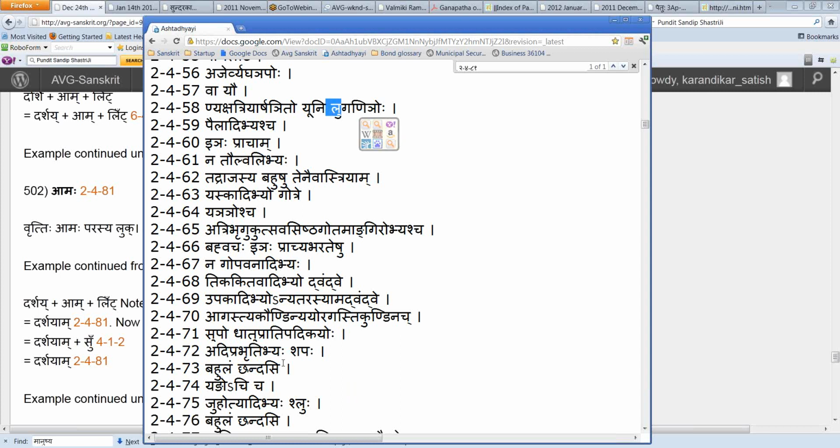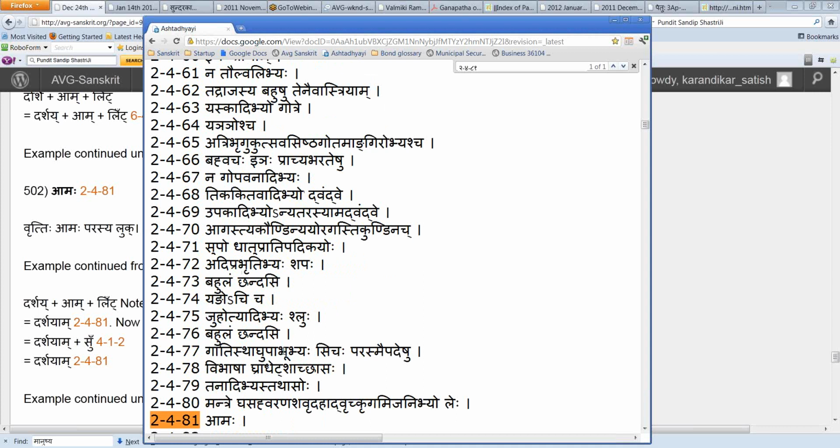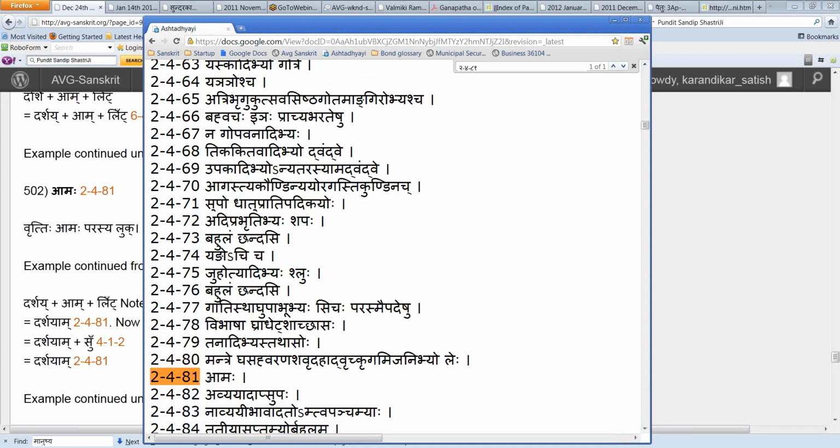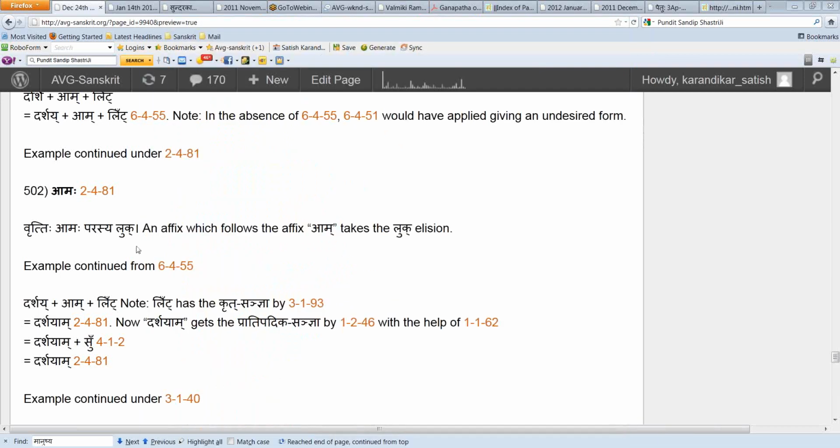So amah is coming in that section, which means that we must be doing a deletion of some pratyaya now. So what do they say? Amah, a very special, simple sutram. It says ama parasya luk syat. Following an Am, a pratyaya takes luk. What do we have right now? We have the lit pratyaya following that. So when you have darshay Am lit, by amah the lit takes luk, it is elided.